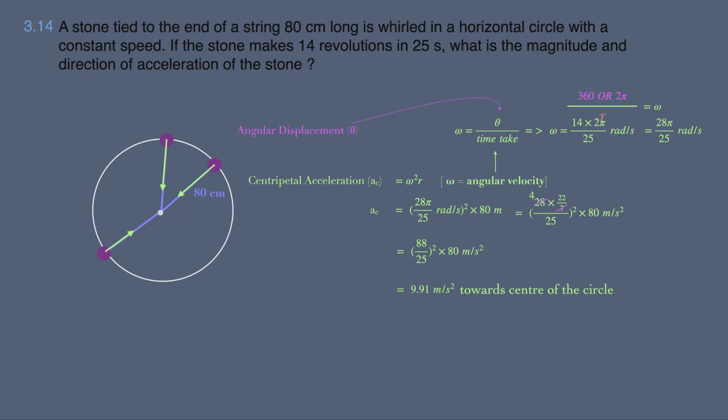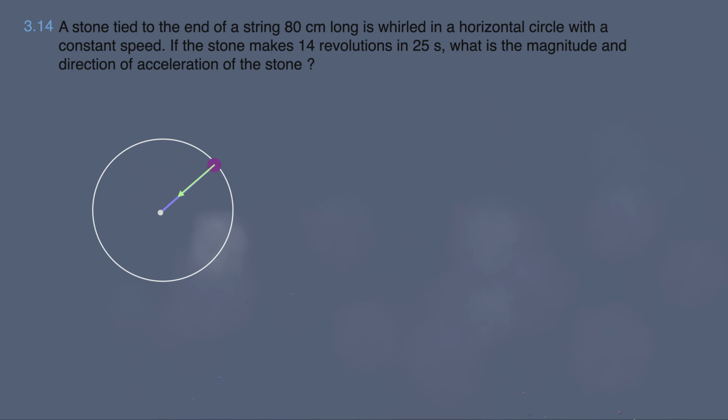And with that, question 3.14 is solved. But wait, here's a small bonus. Let's understand what actually happens to velocity and acceleration during uniform circular motion. We have our stone moving along this circular path. Let's take this particular position. Now, what do you think is the direction of the stone's velocity here? In circular motion, the direction of instantaneous velocity is always tangential to the circle. So this is the direction of velocity. Remember, tangent is a line which touches the circle at just one point.